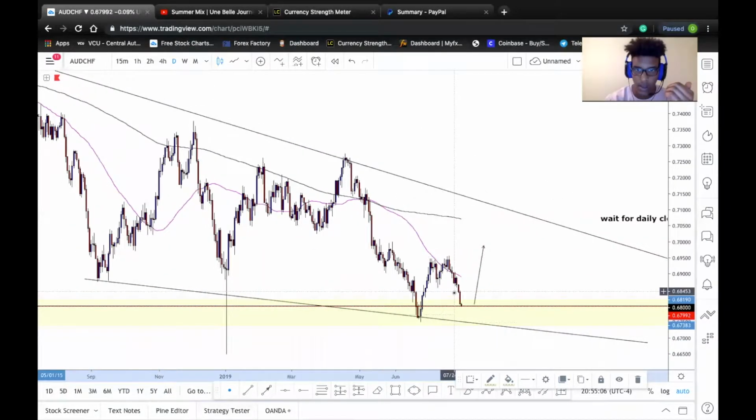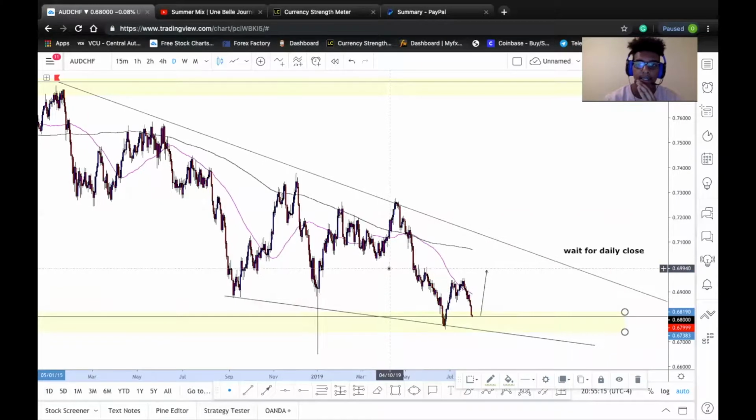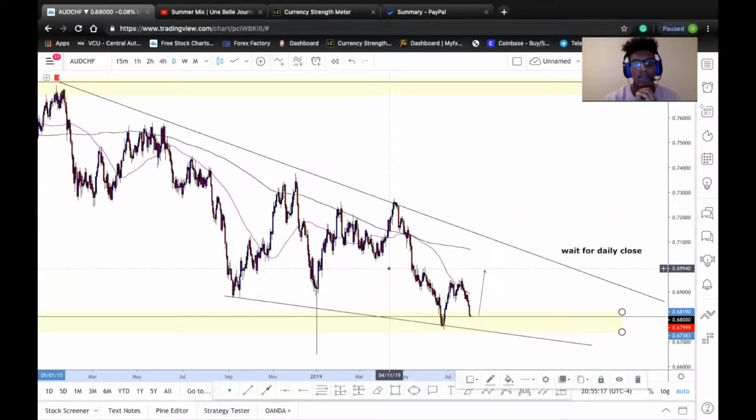Again, we are back at a well-respected support zone, and price is testing the zone, so we'd like to see some rejection before we can execute. Price is setting itself up. It's still not there just yet, so we just have to hold off a little bit on this setup.